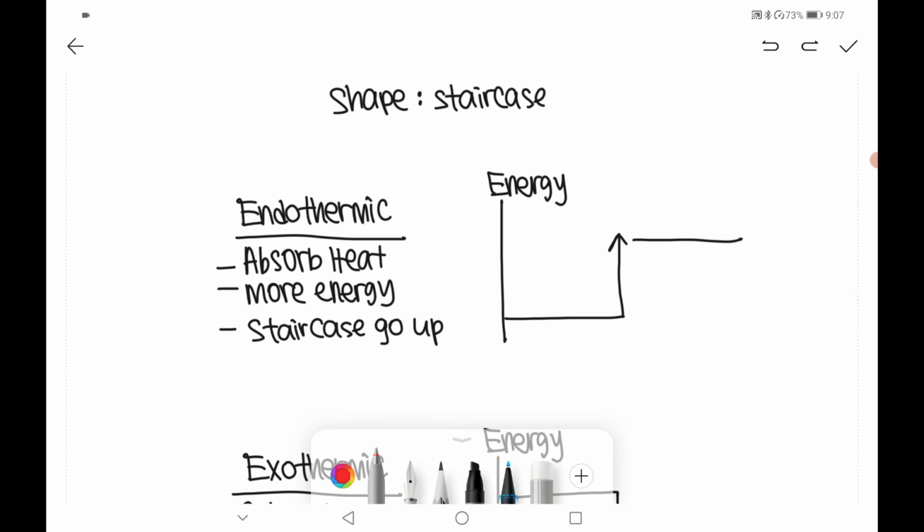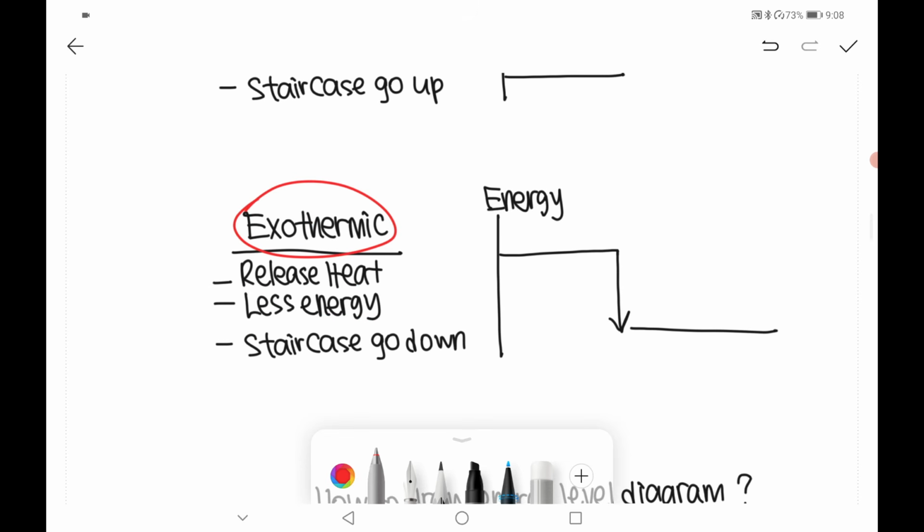So endothermic will absorb the heat. Absorb heat, you have more energy. More energy, the staircase goes up. What about exothermic? Exothermic, ex, exit. So the heat exits. When the heat exits, the heat goes out.